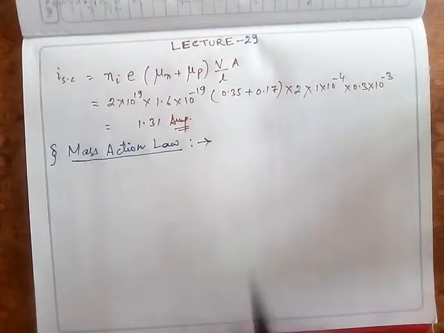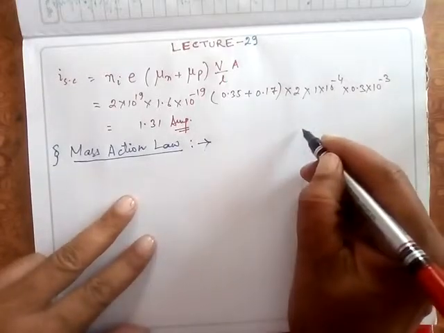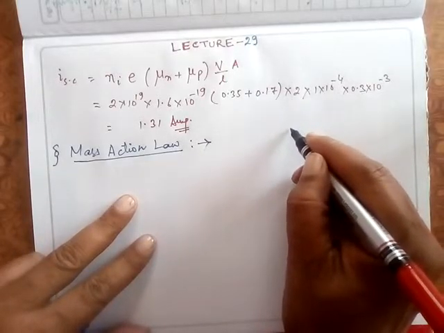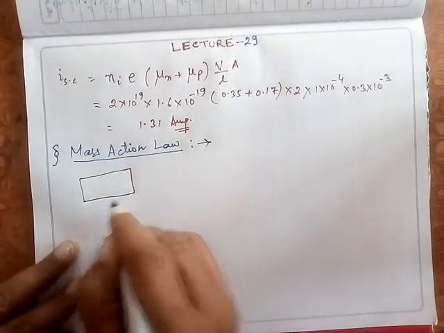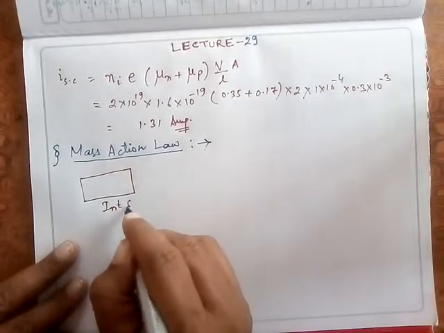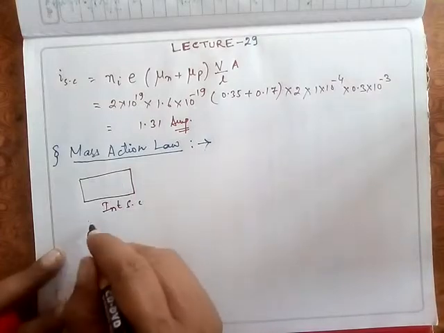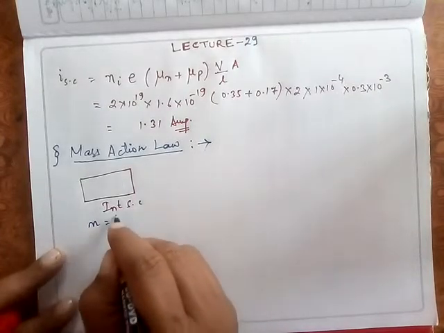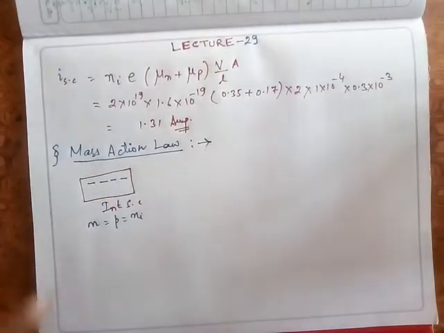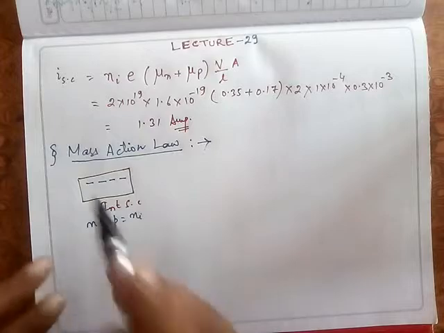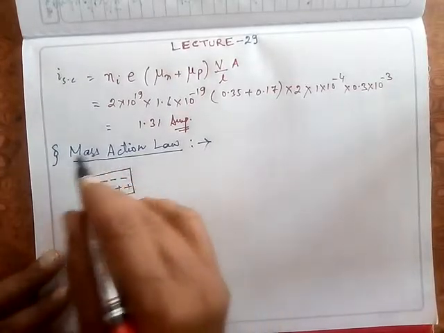Now what does this law of mass action say? First of all, try to understand this. I have told you that you have an intrinsic semiconductor. Suppose I say that this is an intrinsic semiconductor. In this intrinsic semiconductor, the number of electrons is equal to the number of holes, and it is equal to Ni. That is, if these four are the number of electrons, then these are the number of holes. This is an intrinsic semiconductor.